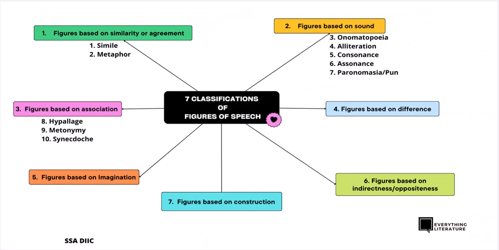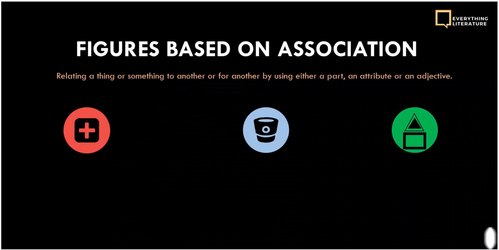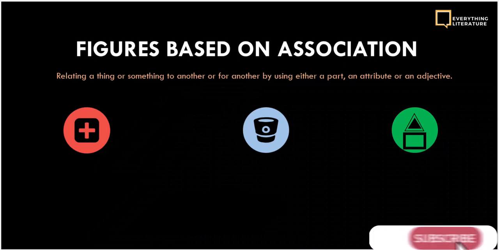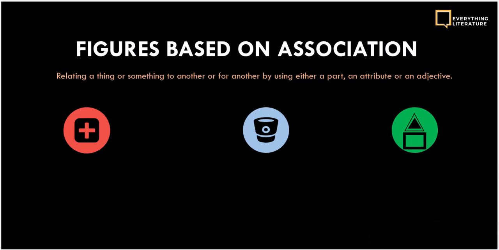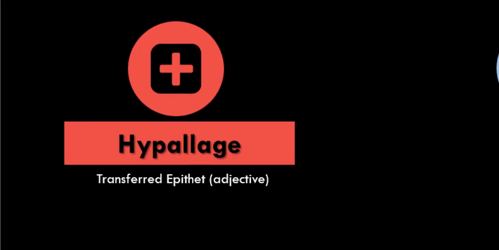Figures based on association. This has to do with relating a thing or something to another, or for another, by using either a part, an attribute, or an adjective. And specifically, we'll be taking a look at these 3. Hypallage, which means transferred epithet. Epithet simply means adjective, so it simply means transferred adjective. Okay, that's what we mean by hypallage.